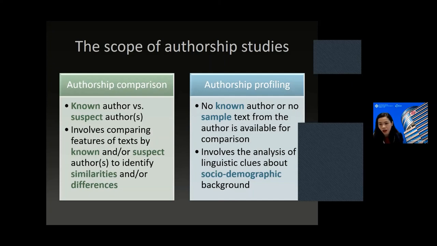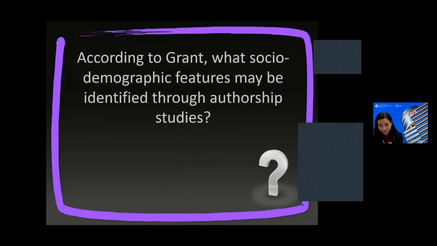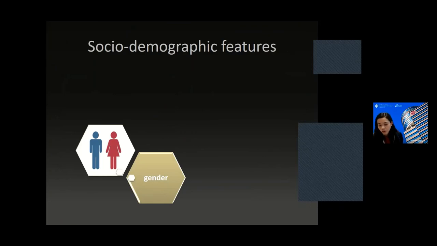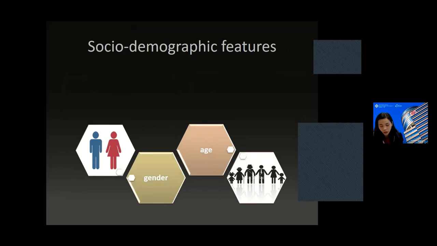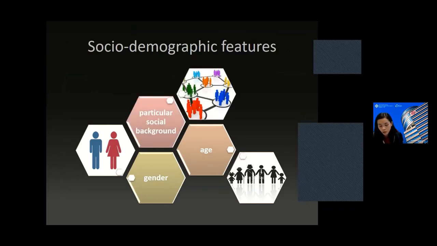It means things like gender, whether that person is male or female, age, whether that person is young or old, or particular social demographic backgrounds, like, for example, just now we said that person comes from the US, that person comes from the UK, or it can be to do with social class, or religion, or even where that person was educated and so on. So all these are to do with socio-demographic features. These are very important. You can imagine that if you don't know who the suspect may be, then these features can help you to narrow down the pool of suspects.